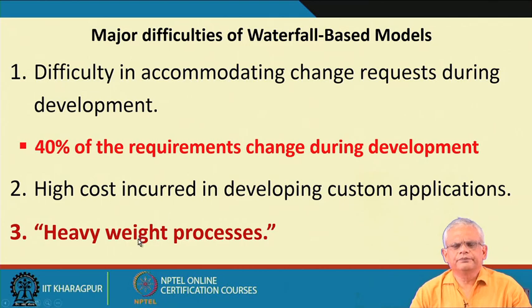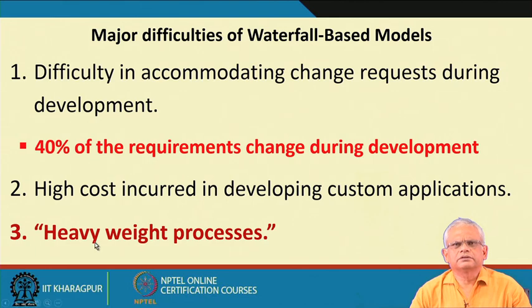The third problem is that the waterfall model is called a heavyweight process. It is called a heavyweight process because a lot of documentation is produced as part of the process. Everything is supposed to be documented.